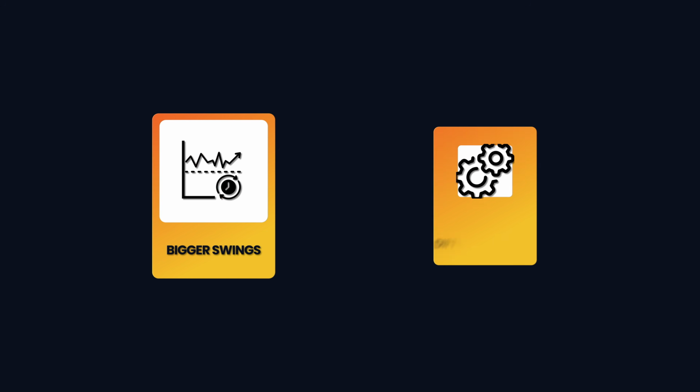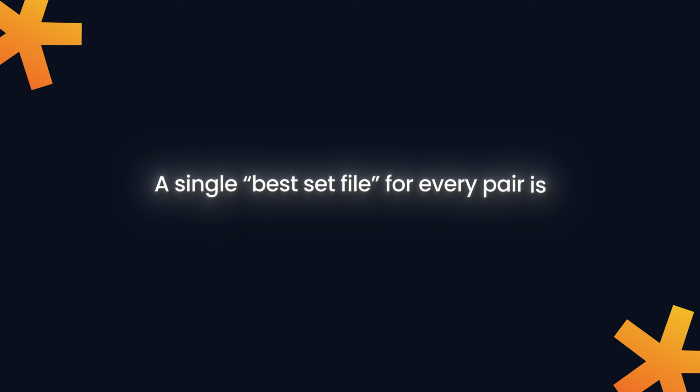So which setting is right? Neither. That's the whole point. There is no magic risk to reward or settings that would work on all asset classes. Gold, for instance, moves so much differently than the euro. Bigger swings, different rhythm. So it wants different settings altogether. Anyone who hands you a single best set file for every pair is selling you a fake dream. The setting depends on the asset, and the only way you find out is by optimizing and backtesting it.